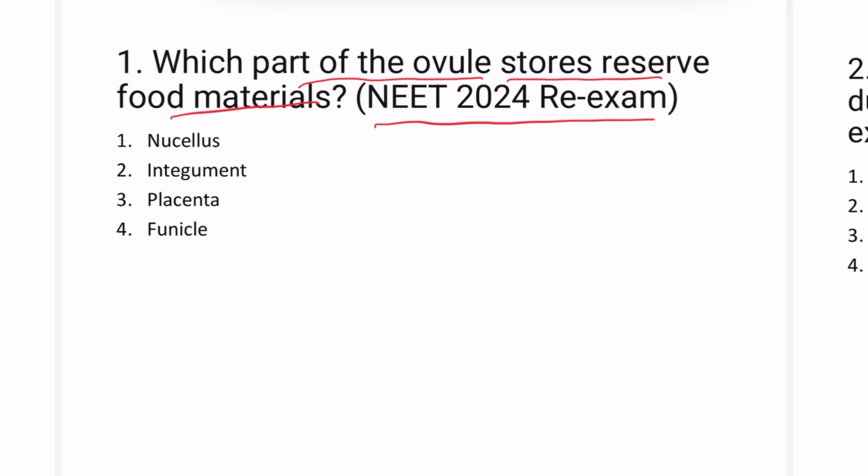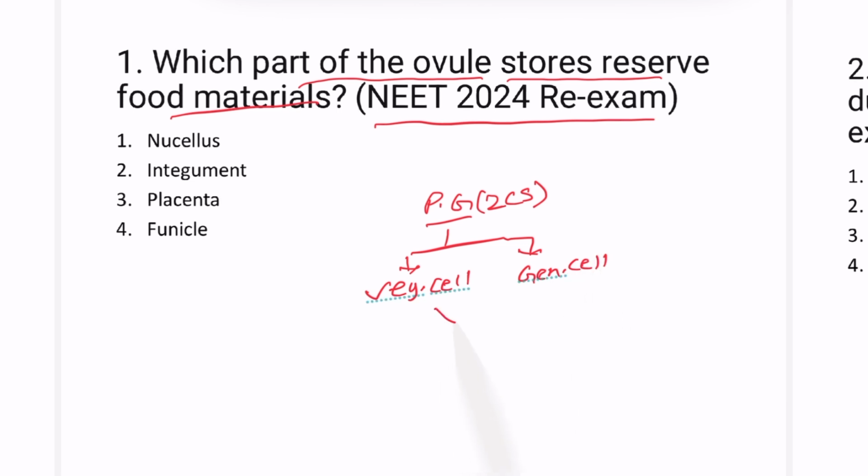For example, if we speak about the pollen grain of a two-celled stage, the two-celled stage pollen grain has two cells, that is vegetative cell and generative cell. And the vegetative cell is going to provide nourishment to the generative cell. Because of this reason, the vegetative cell has abundant food reserves.